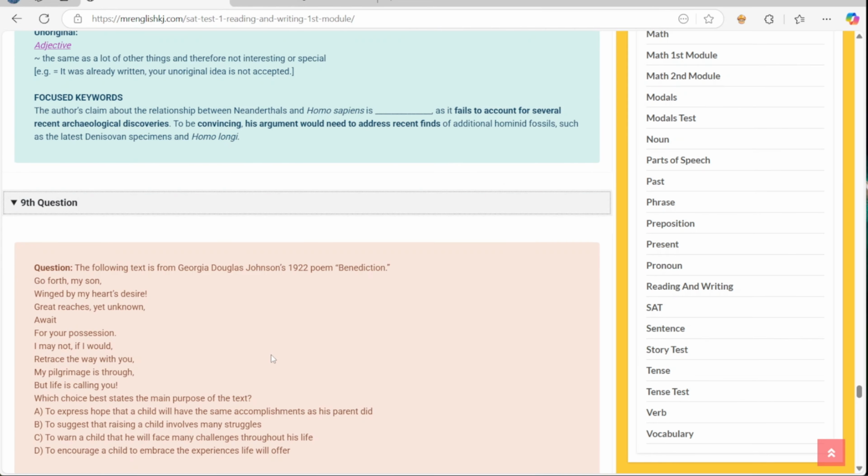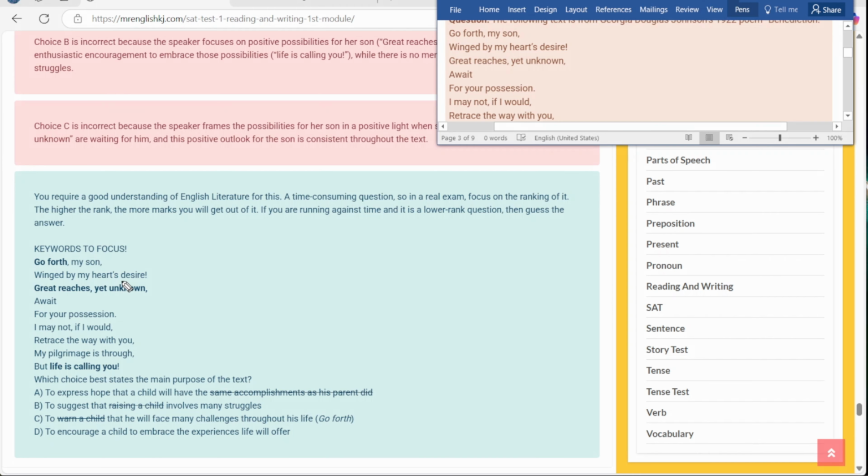understand. Now, if you take a look, the keywords are go forth, great reaches yet unknown, life is calling you. After reading it, obviously you need to understand what is being asked. Then you need to quickly skim this and the options also. After that, you find keywords based on the option. Well, some people eliminate options one by one. Some people just find the right one. It's up to you which is most suitable for you.